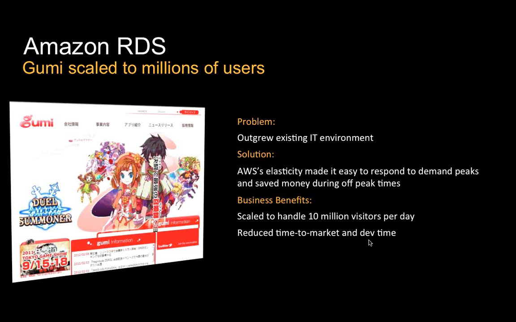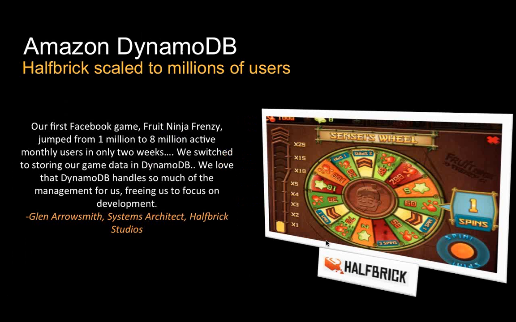Here we have a couple of customer examples. Gumi, a Japanese game developer, is using Amazon RDS to scale. So compared to their previous legacy solution, they were able to scale to far higher number of users and reduce their time to market and development time using Amazon RDS. And Halfbrick, an Australian game developer, is using DynamoDB successfully to scale. They really like the solution, and it allows them to free their time to focus on the application development versus managing the database tier.